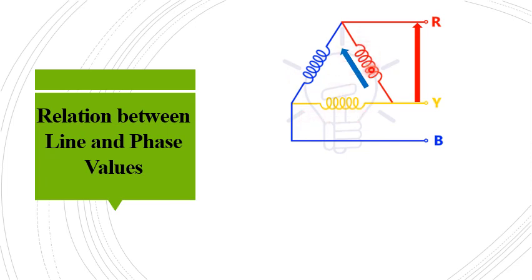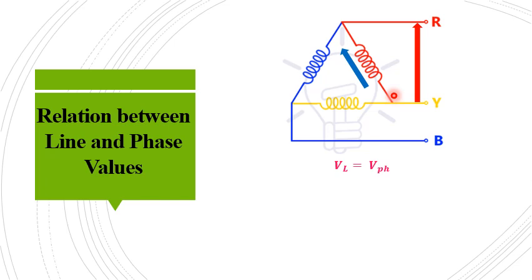From the figure we can see that the line voltage between R and Y and the phase voltage are both between R and Y. That means the line voltage is equal to the phase voltage, or we can say VL equal to V phase. So in a delta connected system, the line voltage is equal to the phase voltage, and the line current is root 3 times the phase current.